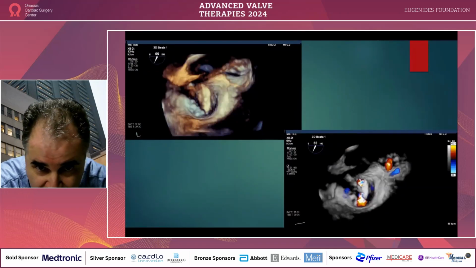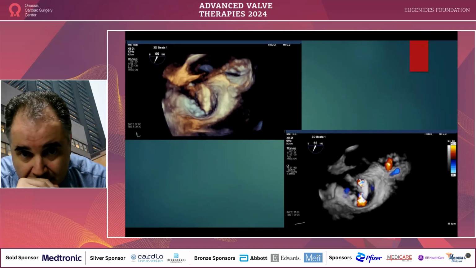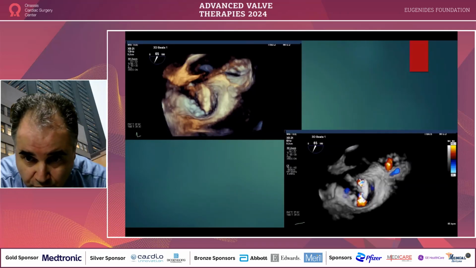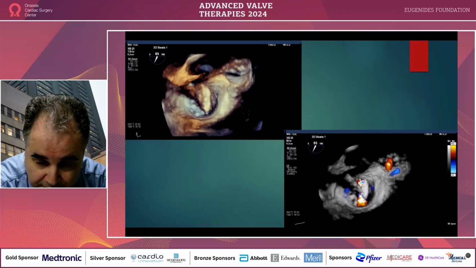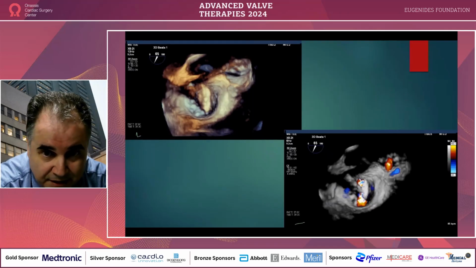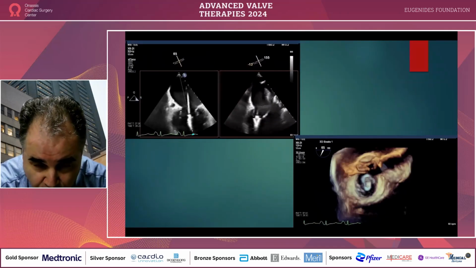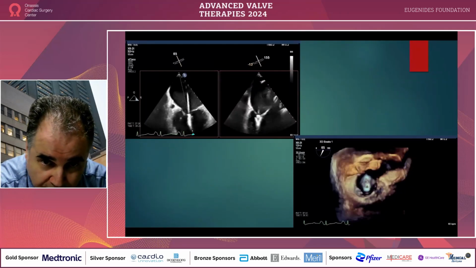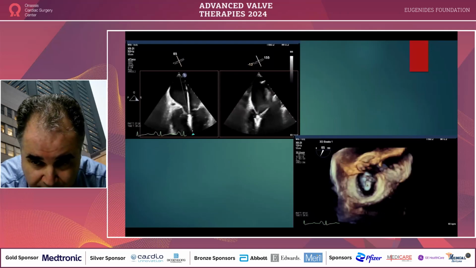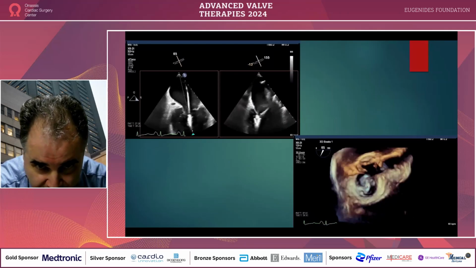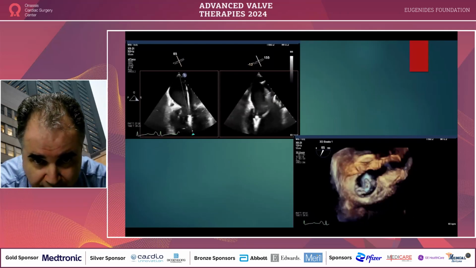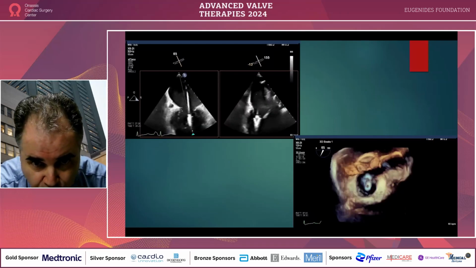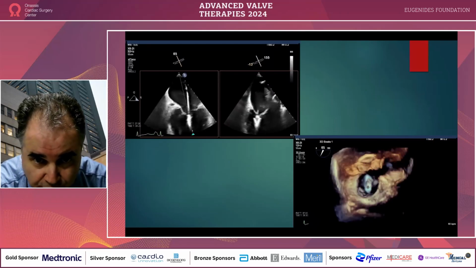Again, we use 3D just to make sure that the clip is perpendicular to the commissures of the mitral valve. We want to make sure that the clip is on the mitral regurgitation. And then when we come into the ventricle, we decrease the gain on the 3D just to be able to see the clip below the valves in the ventricle and make sure that the perpendicular to the commissures position is maintained.